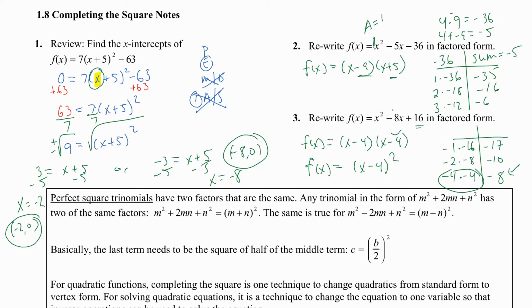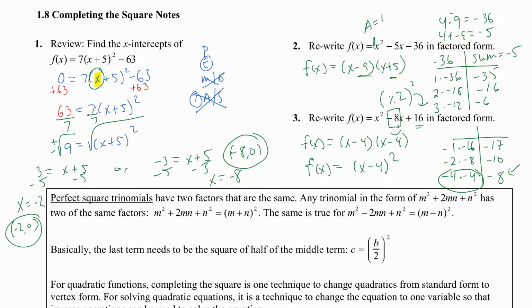Okay, so here's what we want to do. We want to take half of b, divide that by 2, and then square it, and that's got to be that number there. Whenever it's in that pattern, that's called a perfect square trinomial. So half of b, square it, and that equals c.